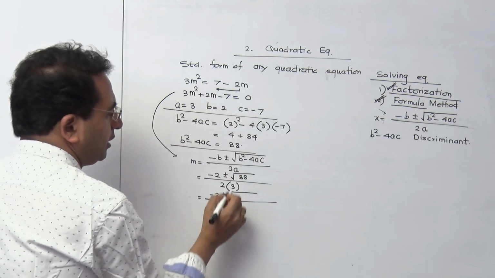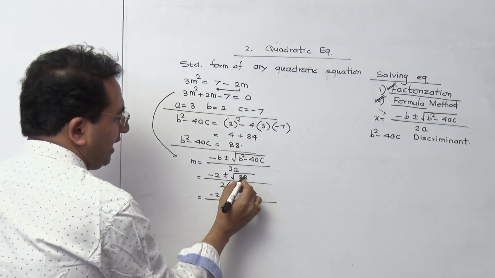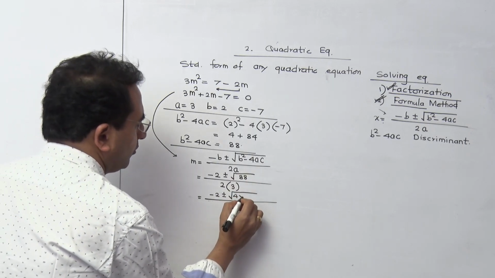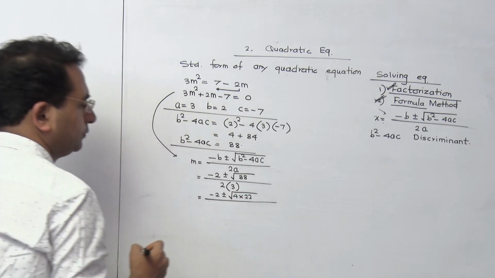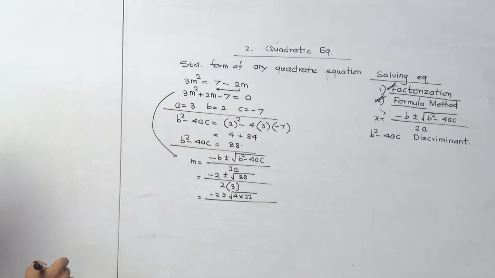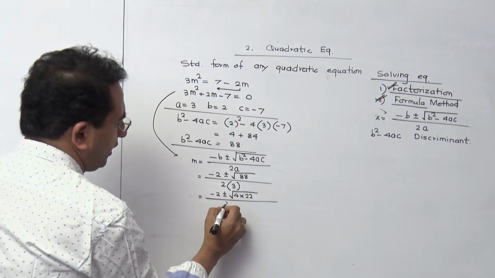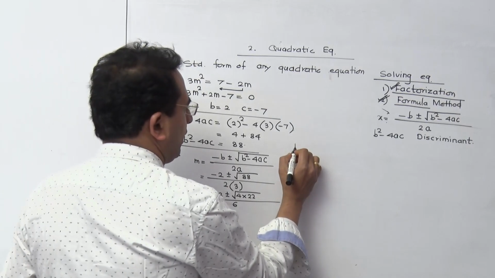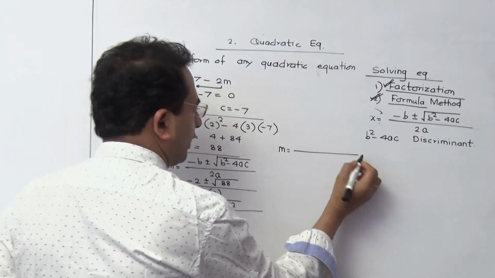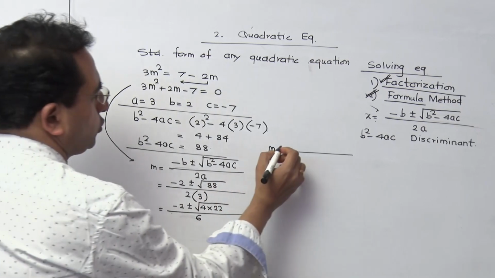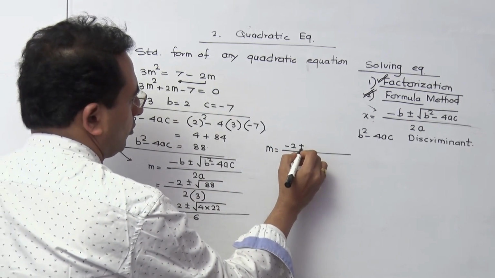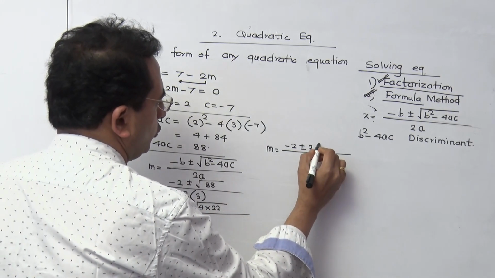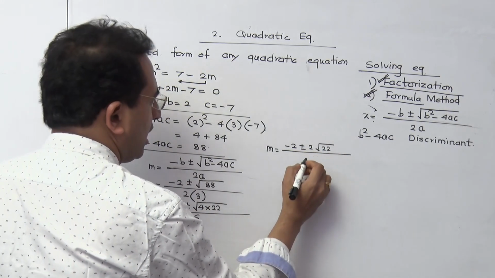Now what can be done here? This is 88. So 88 is to be simplified further as 4 multiplied by 22. Correct? And why we are doing it? This is going to be 6 then. So what is the next step that we are going to have? M is equal to, what can be done further? Minus 2, then plus or minus. This 4 is taken out as 2, and then root of 22 upon 6.